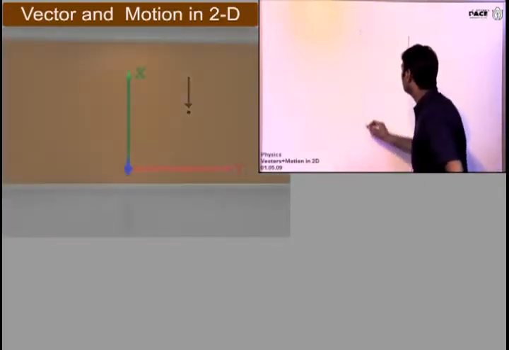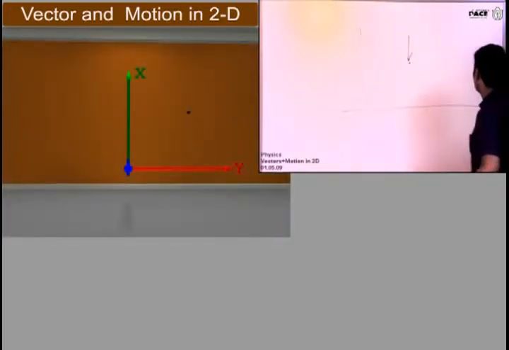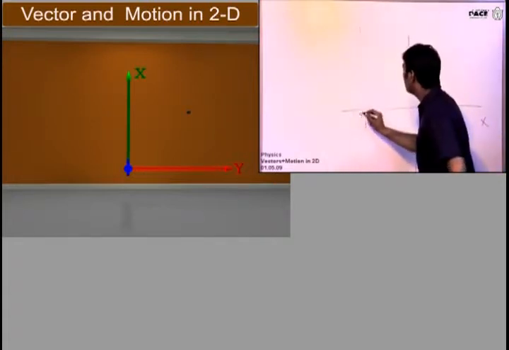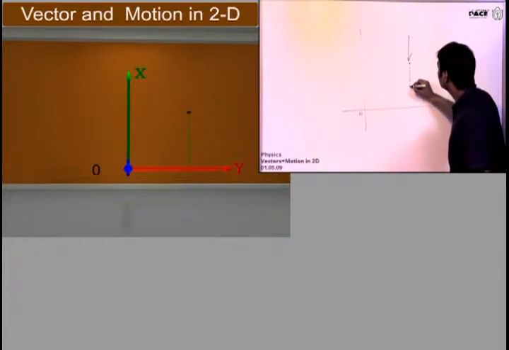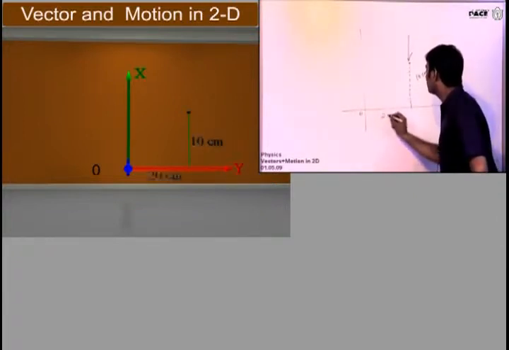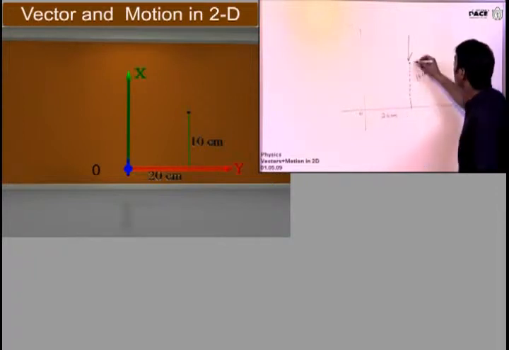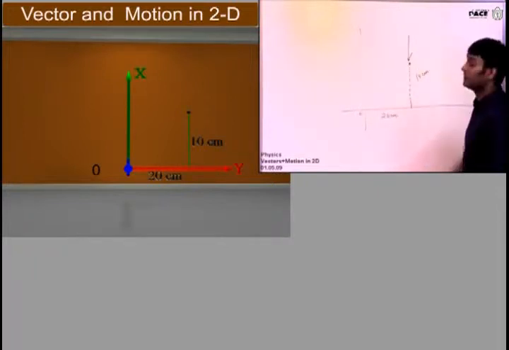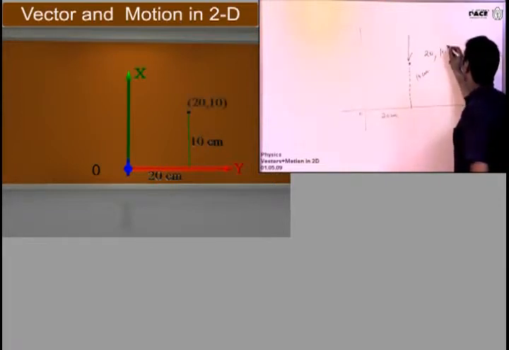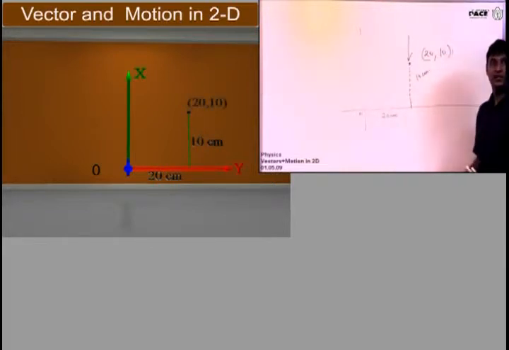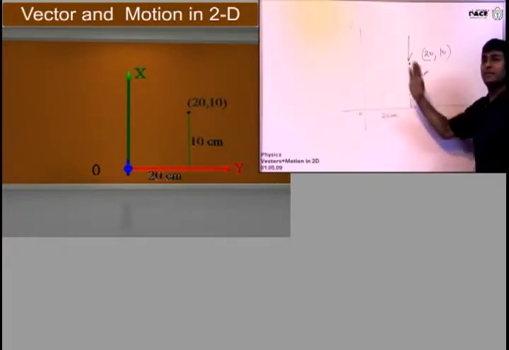Let me draw the origin here. Suppose this is the x-axis, this is the y-axis, this is the origin. Now if I tell you this distance is suppose 10 centimeter and this distance is 20 centimeter. So what will be the coordinates of this point? Can anyone tell me? 20, 10. Perfect. These will be the coordinates and I have specified this point.